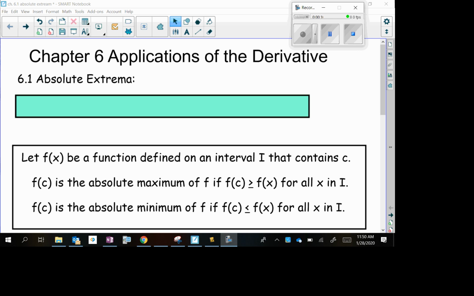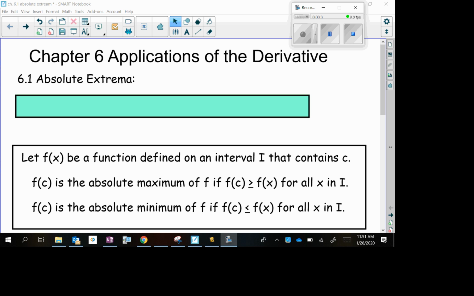Okay, so chapter 6, again, it's going to seem like chapter 5 because it's very similar. But trust me, it's actually a little bit easier than chapter 5 maybe, and it kind of makes more sense, I think. So, applications of the derivative. We're going to actually be using the derivative to answer some questions. And today we're looking at absolute extrema.